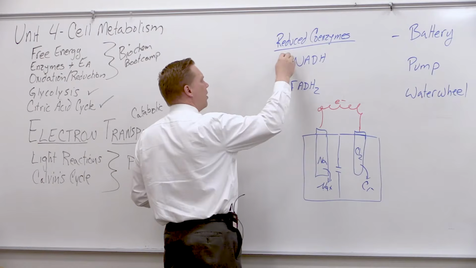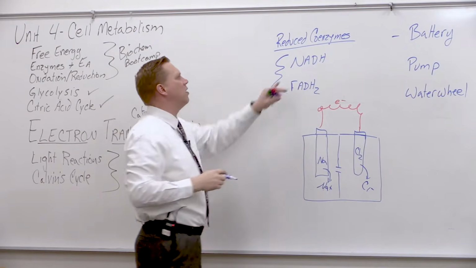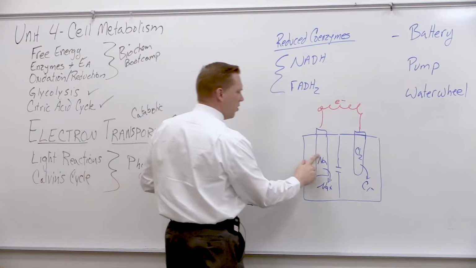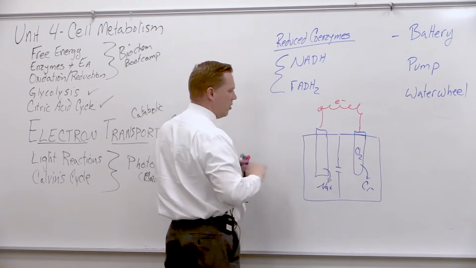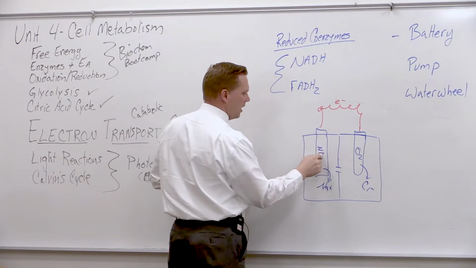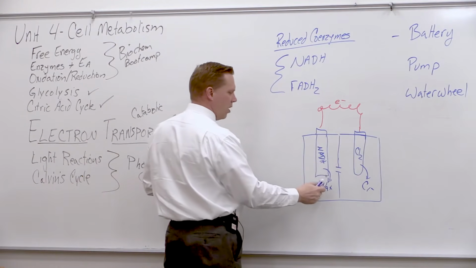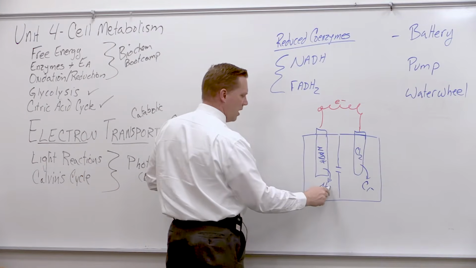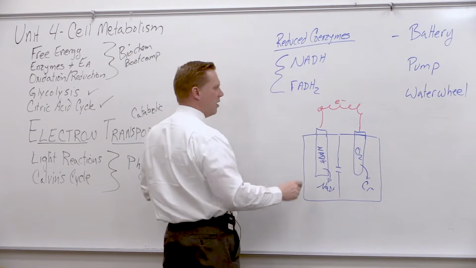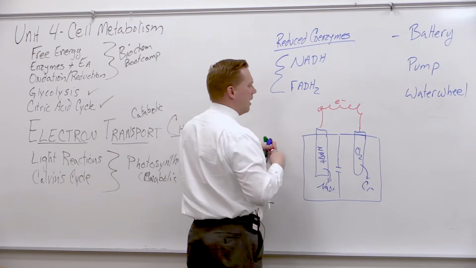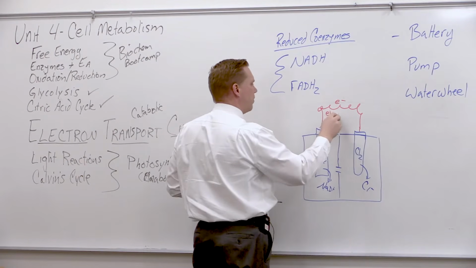Our electron donors are going to be NADH and FADH2. So I could replace this electrode in the cell with NADH. It's going to provide electrons, and then it becomes NAD plus on this side. And those electrons are going to flow through my electron transport chain.